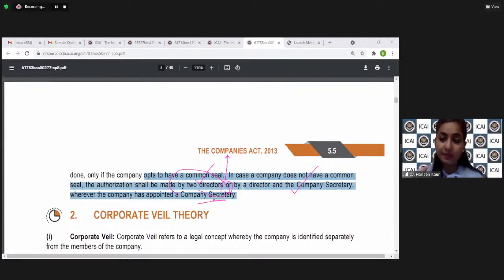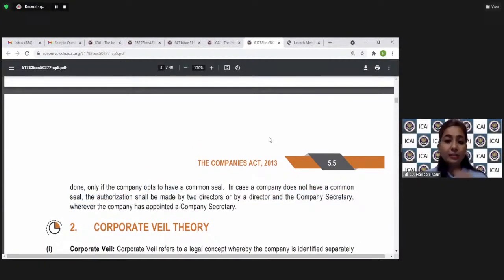So if ABC Limited has a company secretary and does not have a common seal, then one director and the company secretary should sign the papers. Where a company secretary is not appointed, then two directors must sign if you're not having a common seal. This much information they have given over here, which you have to learn.